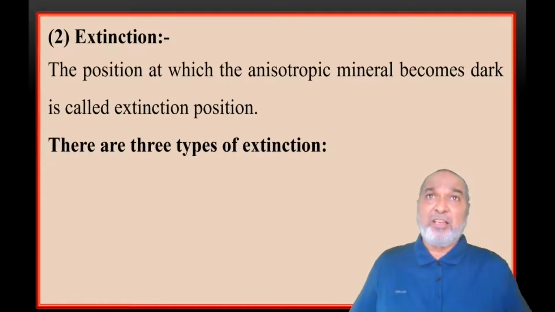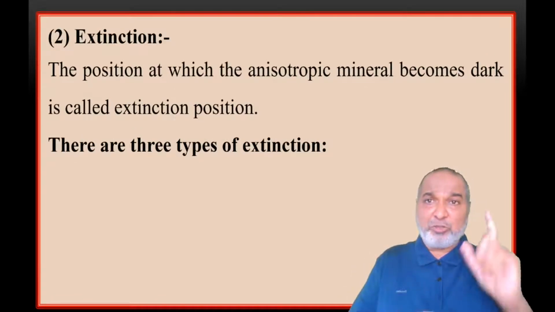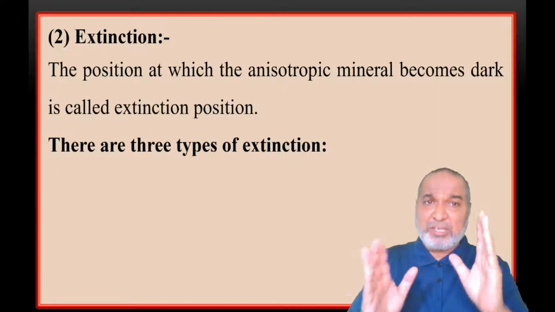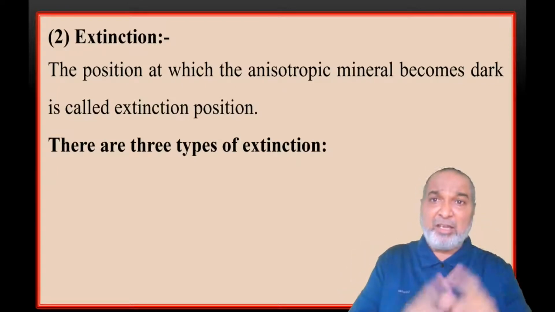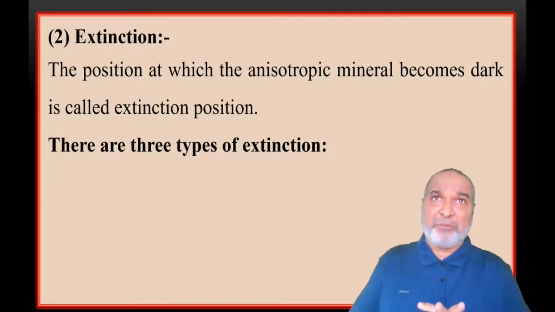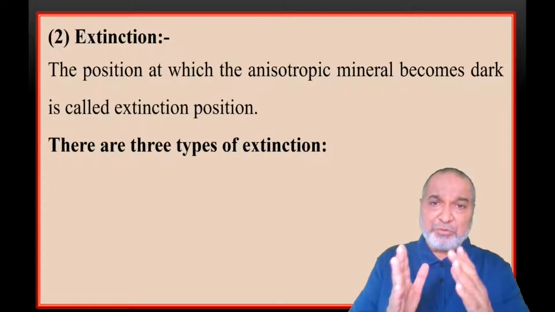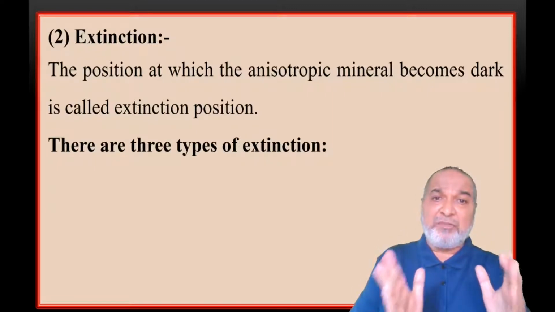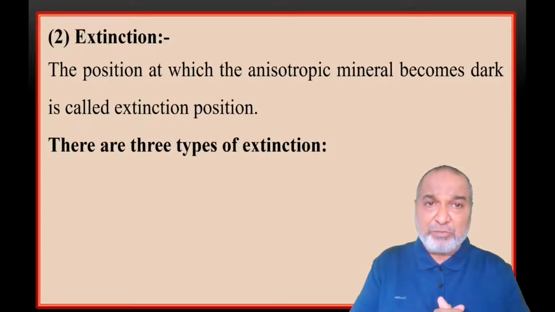Come to the next one. Whichever position the anisotropic mineral becomes dark, at which the anisotropic mineral becomes dark, those positions are called the extinction positions. Now we have to see which positions there are. There are three different types of extinction positions.